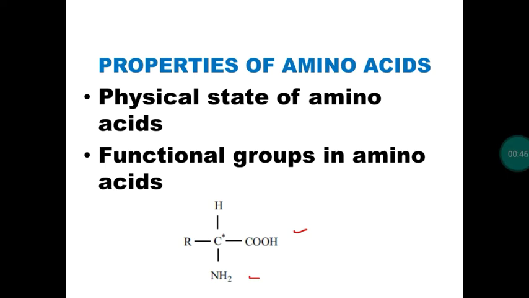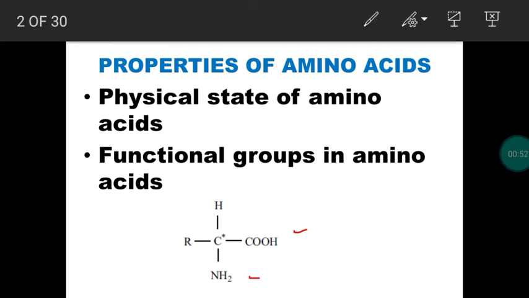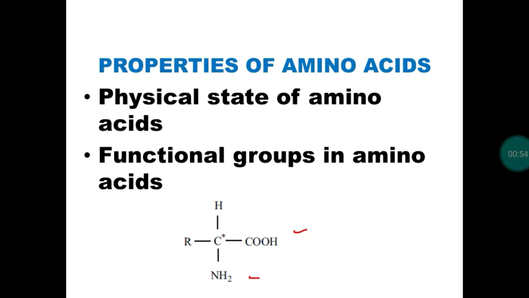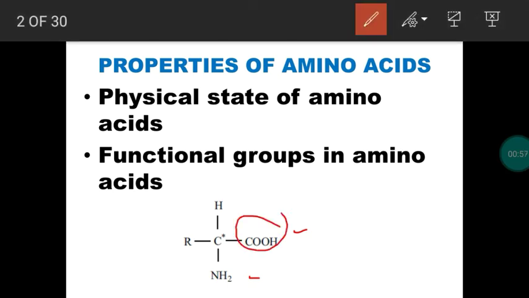Then the functional groups in the amino acid. As we discussed yesterday, there are two functional groups in the amino acids. One is the carboxylic acid group, another one is the amino group. The amino group is attached to the alpha carbon, so these are called alpha amino acids.